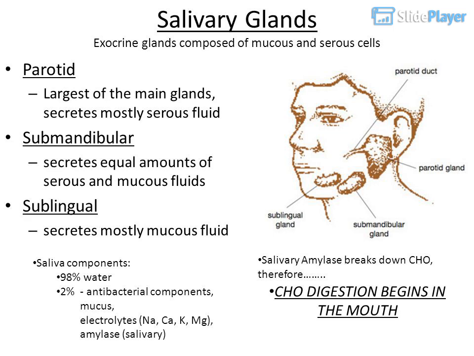Saliva components: 98% water, 2% antibacterial components, mucus, electrolytes (Na, Ca, K, Mg), and salivary amylase. Salivary amylase breaks down CHO, therefore CHO digestion begins in the mouth.